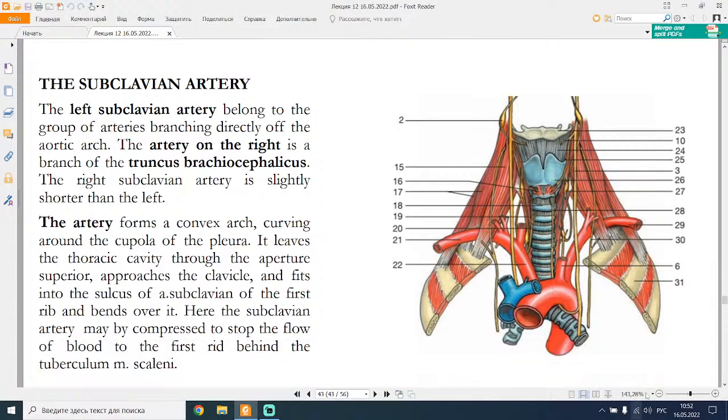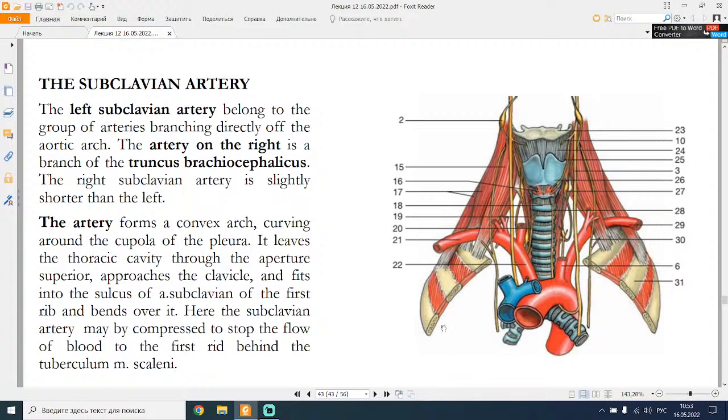Next artery, arteria subclavia, the subclavian artery. The left subclavian artery belongs to the group of arteries branching directly off the aortic arch. The artery on the right is a branch of truncus brachiocephalicus. The right subclavian artery is slightly shorter than the left.